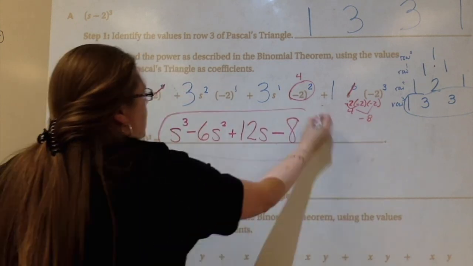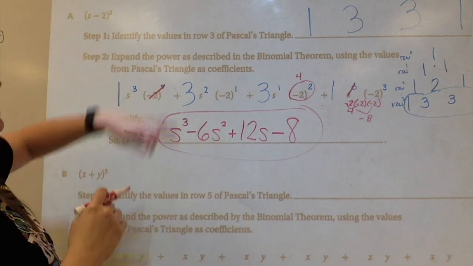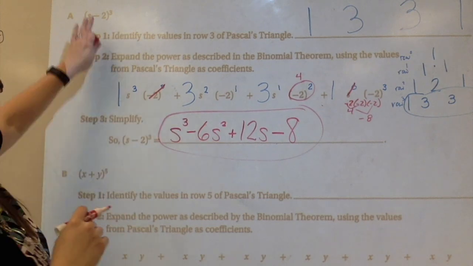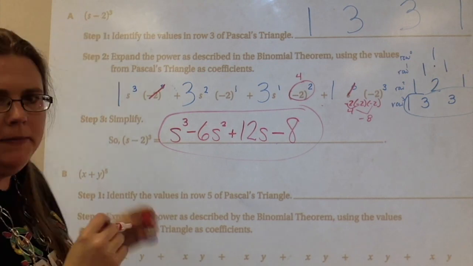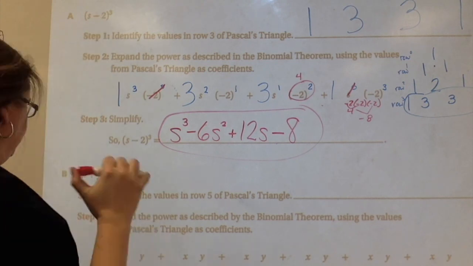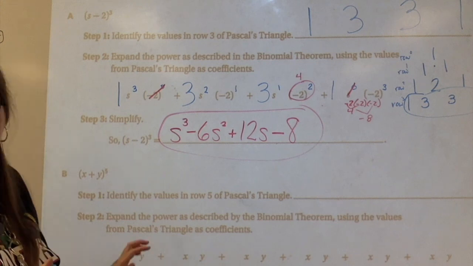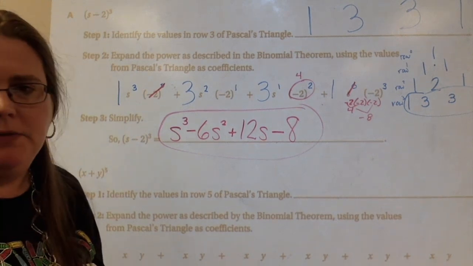So understanding our pattern, understanding our Pascal's triangle, we can expand these binomials a little bit more quickly. Okay? So now we have part B. And I just noticed that we're 18 minutes in, so I'm going to go ahead and stop this and we can do one in class.